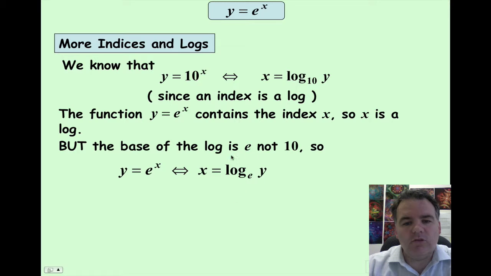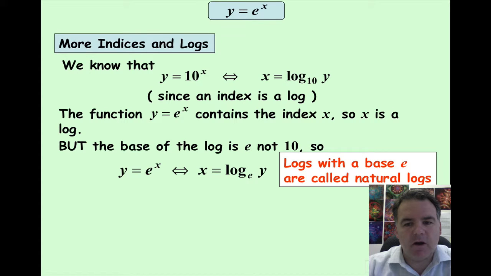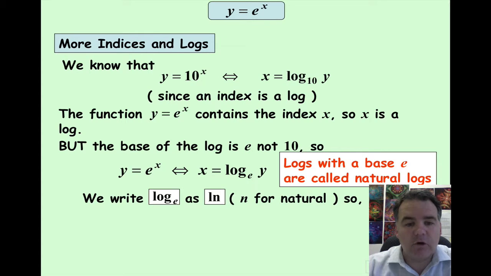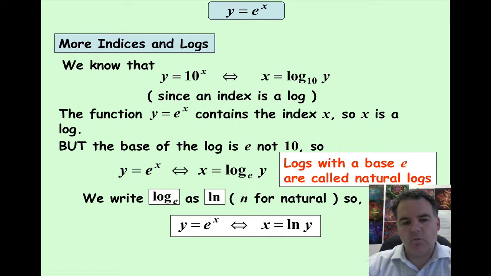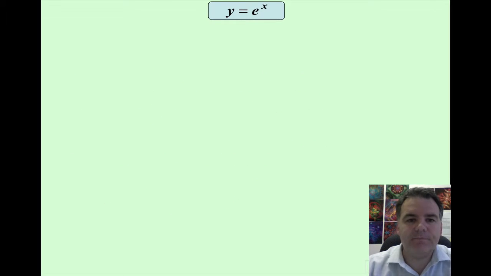Now, as a bit of shorthand, log base e is called the natural logarithm, and we use ln instead of log base e. So if y is e to the x, then we could say x is ln y. The two main logarithms we use are the logarithm with base 10 and the logarithm with base e, which we call ln, or natural logarithm.